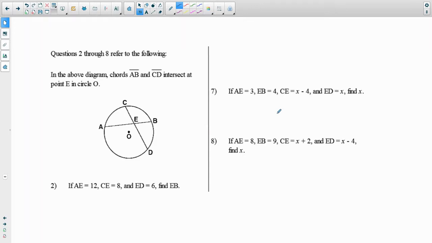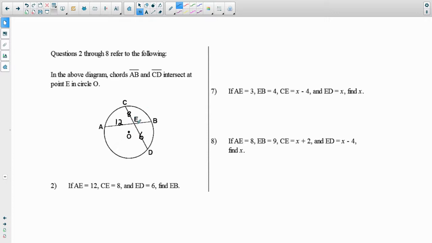Yes, there are problems that lead to quadratic equations, but we've had some practice in that, and we're getting much better at those. Well, let's take a look first at number 2. Again, intersecting chords at point A. They name the circle O. They've given me some representations of the parts formed, so I'm going to draw those in. AE is 12. CE is 8. ED is 6. Find EB.